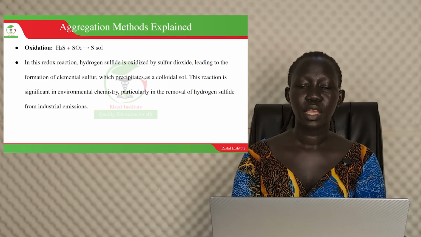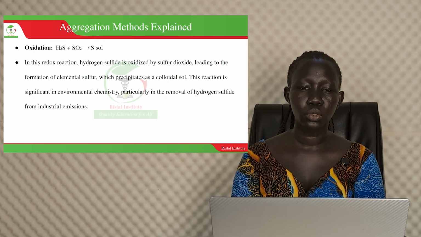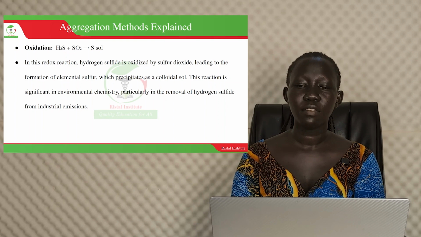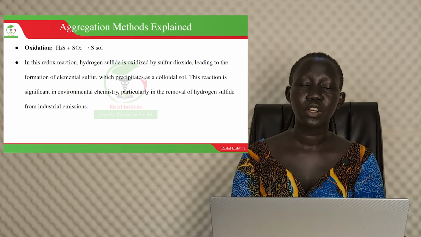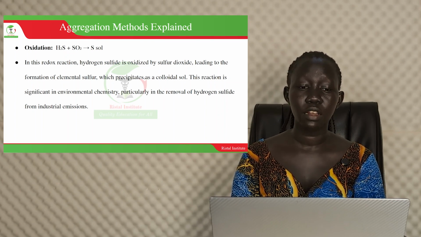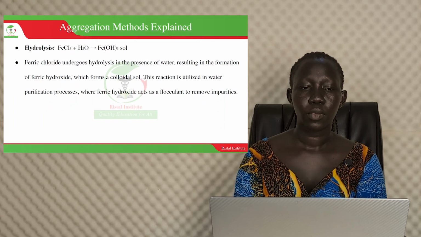Oxidation is another method of aggregation, and here this is a redox reaction whereby hydrogen sulfide is oxidized by sulfur dioxide, leading to the formation of elemental sulfur that precipitates as a colloidal sol. This reaction is significant in environmental chemistry, especially in the removal of hydrogen sulfide from industrial emissions.